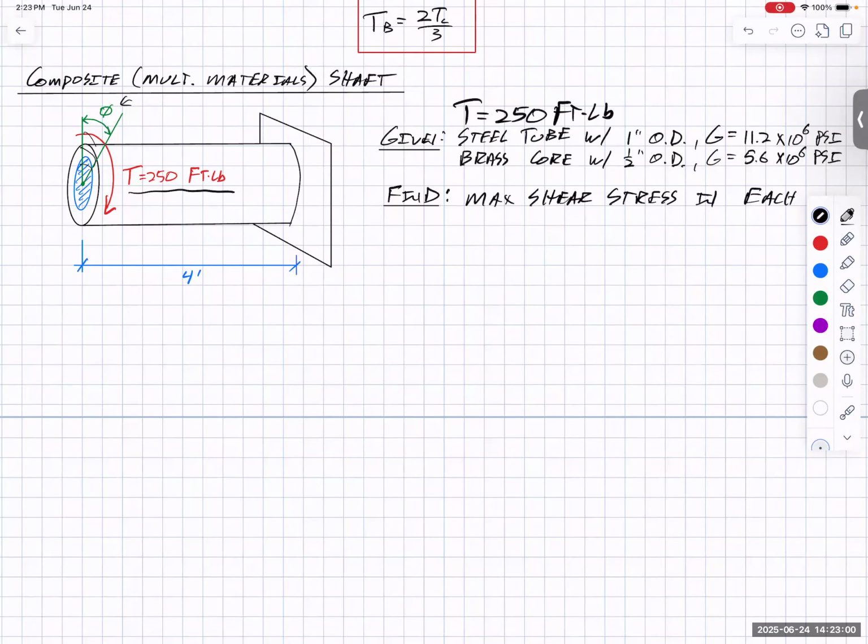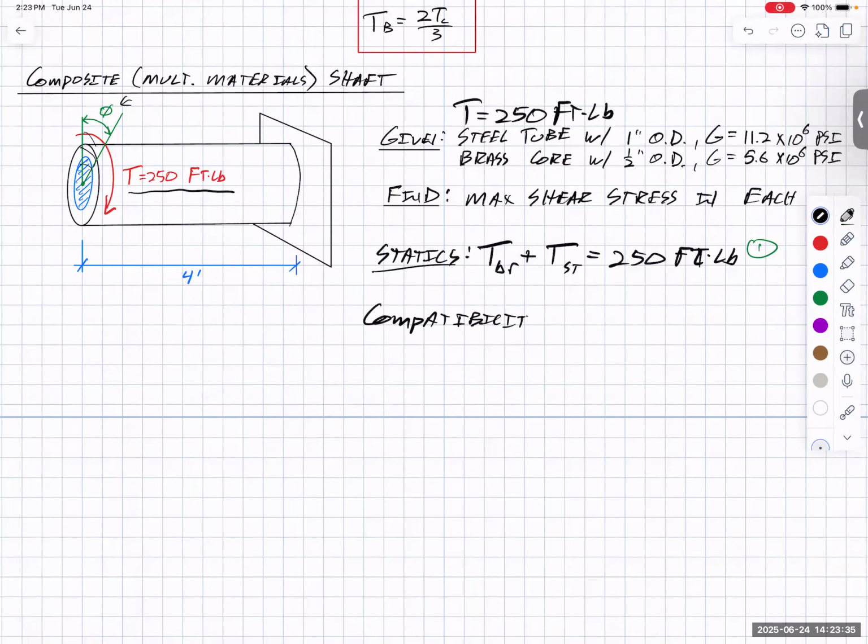So just like I just saw, I have two equations. First, let's start with our statics. The statics would tell us that the torque in the brass plus the torque in the steel must be equal to 250 foot-pounds. That gives us our first equation, which I'll call 1. And the second is this compatibility condition, basically that the angle of twist is the same.